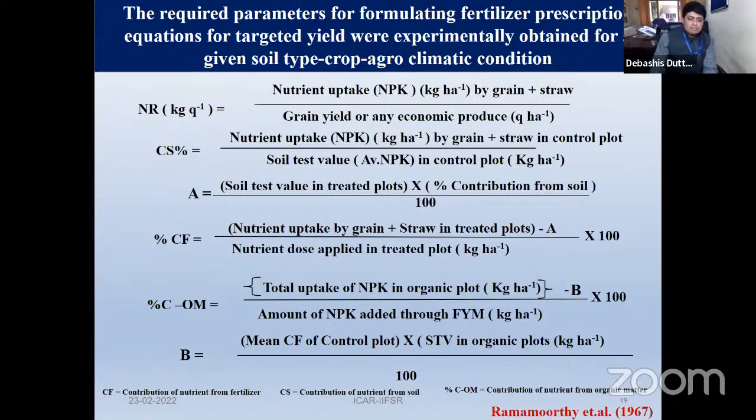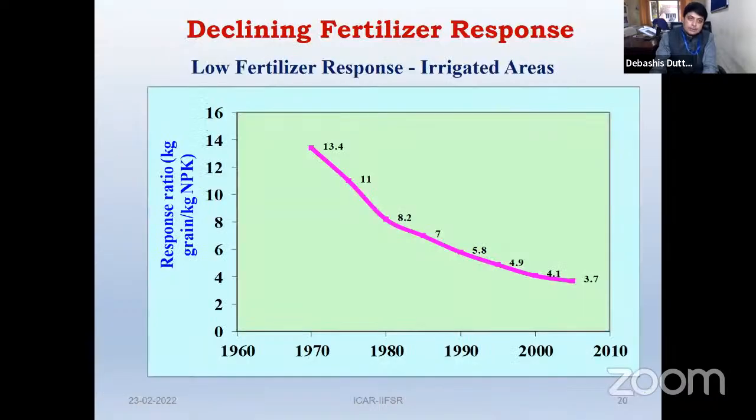And this calculation or equation was given by Ramamurthy et al. in 1967. At that time they had already established it from their long-term fertility trial. They calculated the contributions of organic matter to plant nutrient uptake from the soil water solutions in the soils.